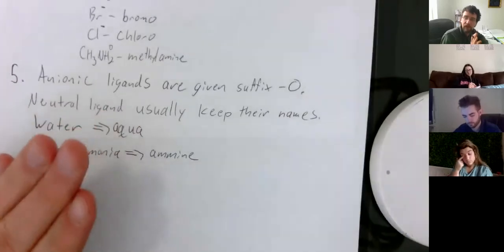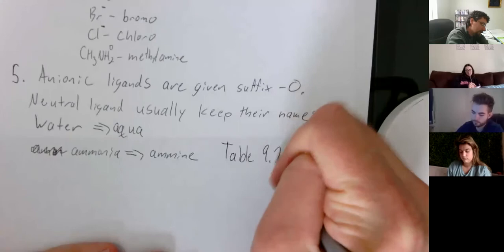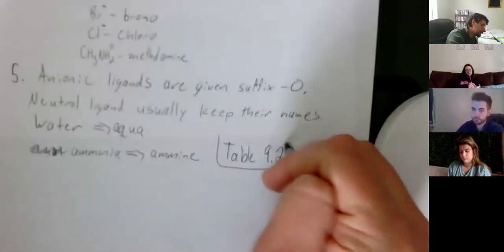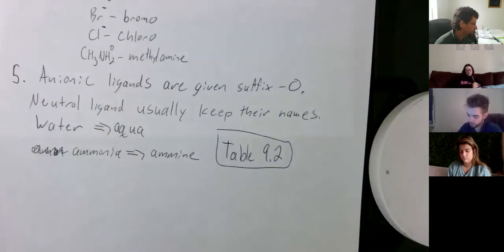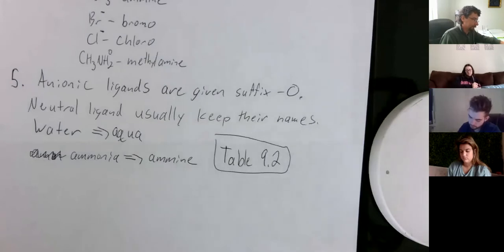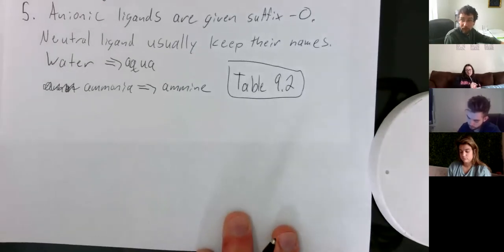If you want to know some of the names of some of the other ones, check out table 9.2 in our book. This should have a lot of the names. Okay. Any questions with that one?